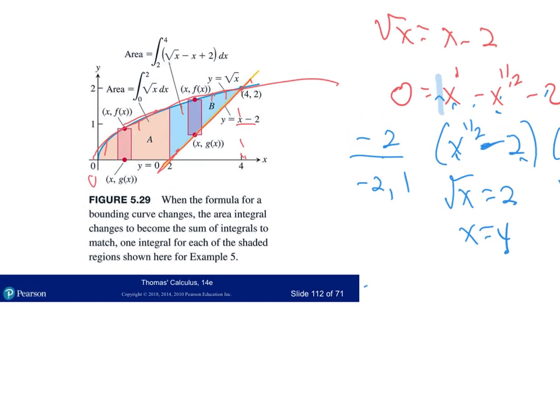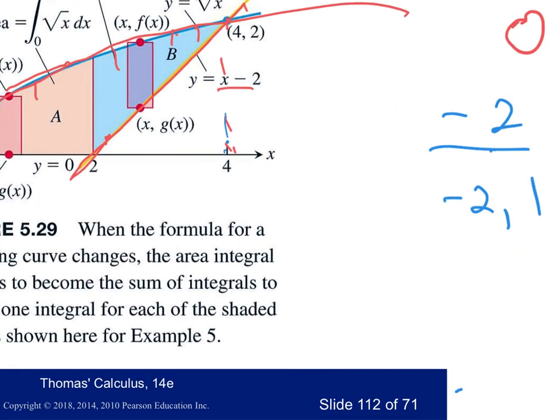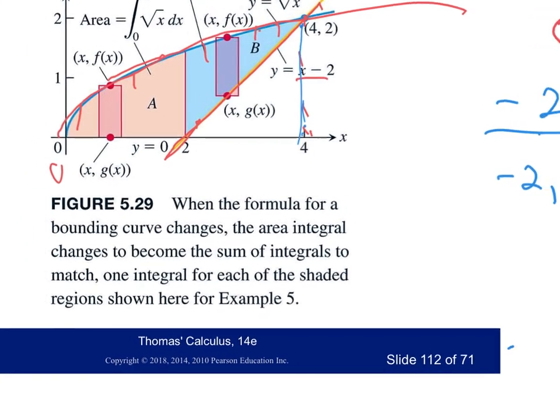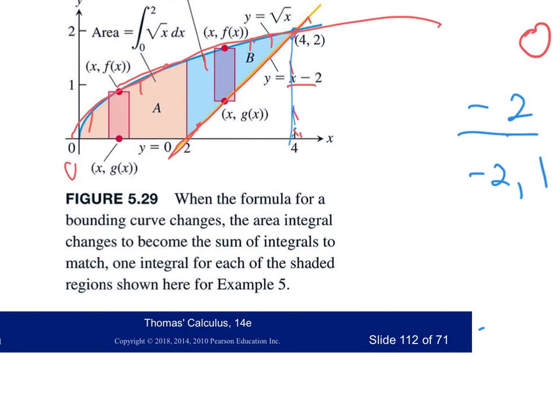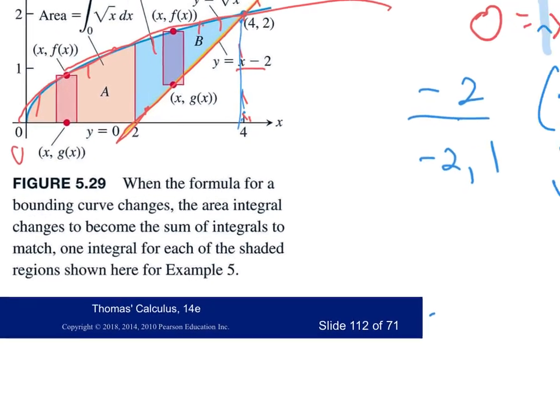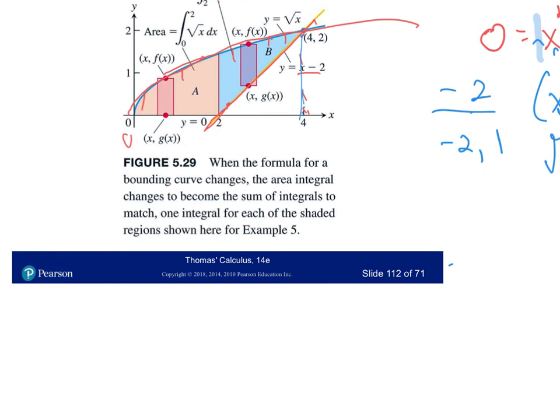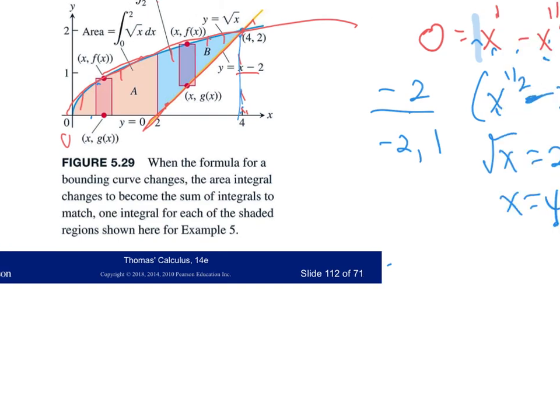Did I? 4. Oh, there is a 4 here. They crossed it at 4. And x equals 1. Did I do that one right? It is, but I don't see it. I don't think they crossed it at 1. I think there's something wrong in my work there.